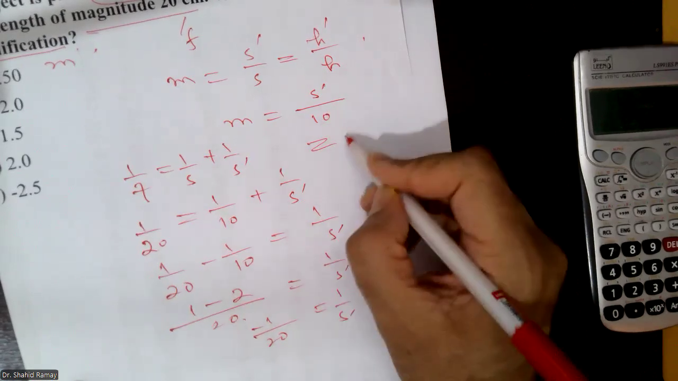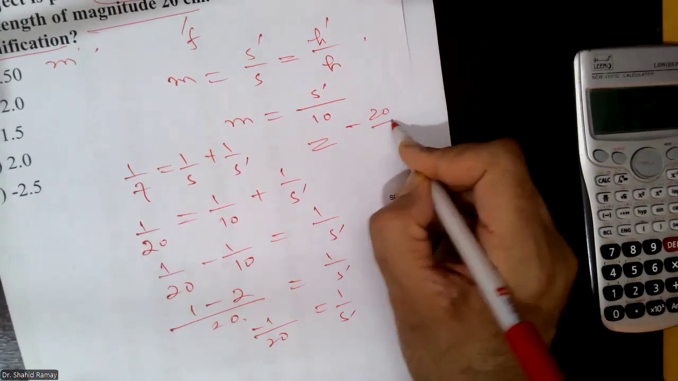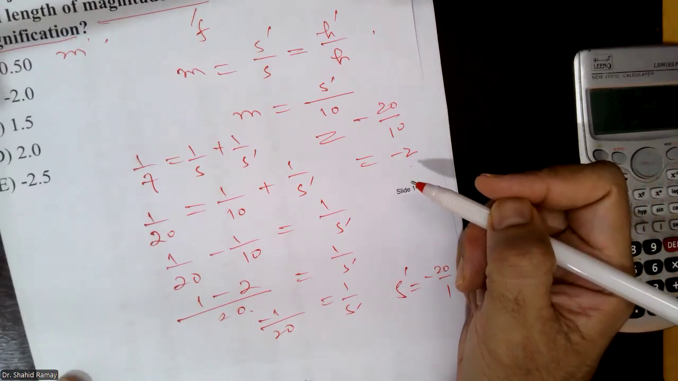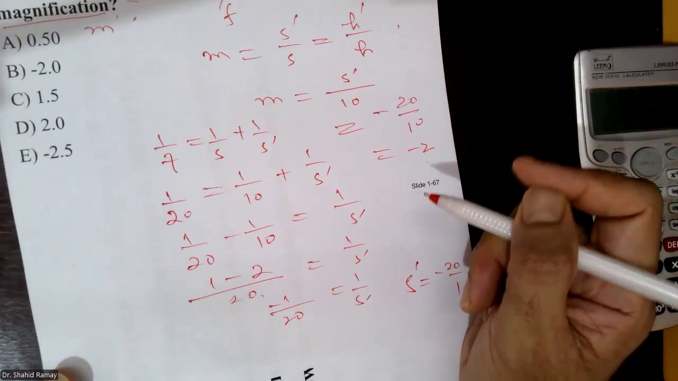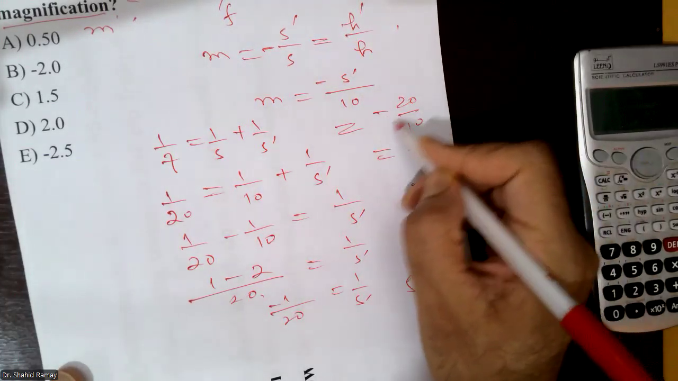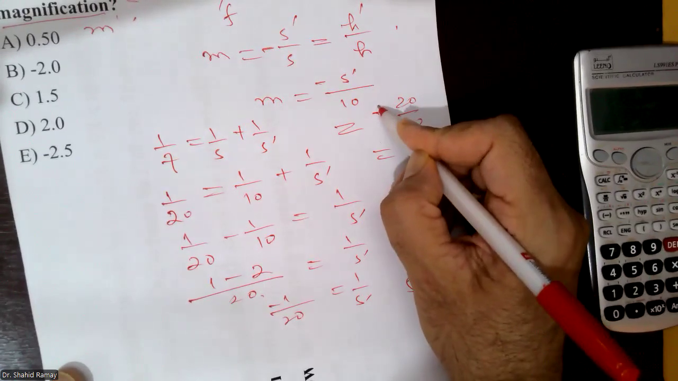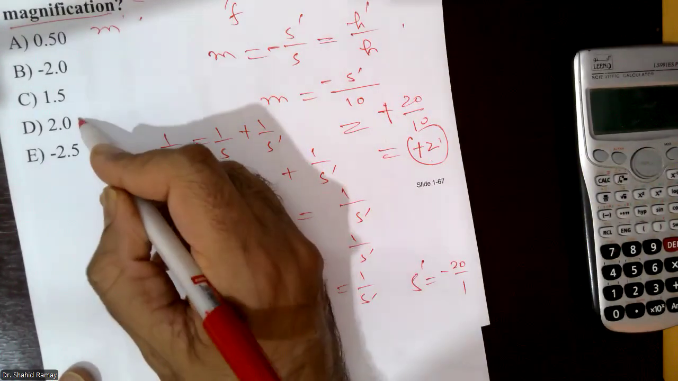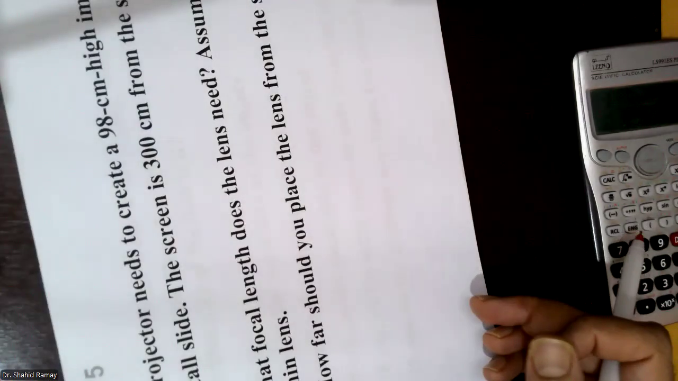So here the answer will be minus 20 over 10, and this is equal to minus 2. So it is not a minus 2, it will be plus 2. Why? Because it is already minus here. Here is minus. So that minus and this minus will become plus. So this is plus 2. So the answer is this one. I think you understand.